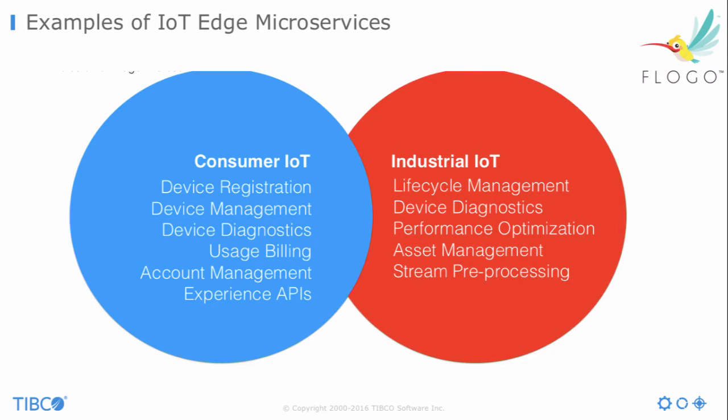So some examples of IoT edge microservices for the consumer IoT, we see things like device registration, device diagnostics, usage billing, account management, and so on. Industrial IoT, here it's more about things like performance optimization or asset management. So we have a lot of different use cases where you can leverage Flogo to deploy integration logic at the edge on the devices or gateways.